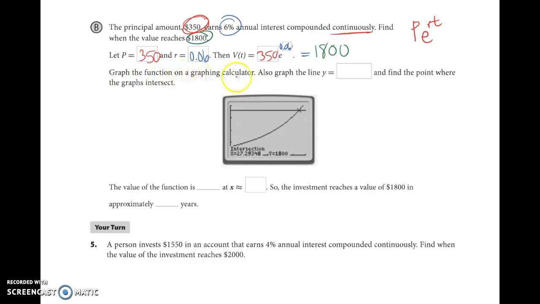So graph the function on a graphing calculator where y equals 1,800 and find the point where the graphs intersect. So if we look at this, we see where they intersect. Y equals 1,800 is here, and our function graphed here. And it identifies that they intersect when x is approximately 27.29. So the function value here is 1,800 at approximately 27.3. So the investment reaches 1,800 in approximately 27.3 years.